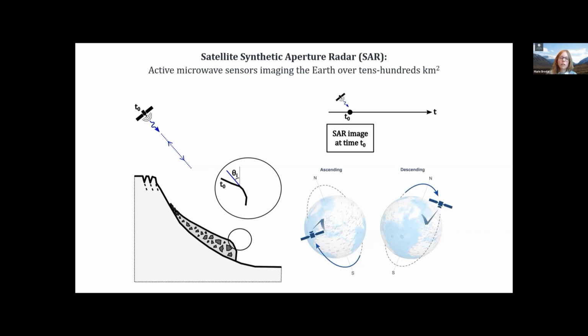These radars are active and transmit a signal and record back the echo after the signal has been backscattered by the ground. But a SAR can only measure movement in one dimension, so either towards the east or towards the west, depending on whether the orbit is ascending or descending. So when the signal reaches the ground, as you can see here, it does so with a certain angle to the ground.